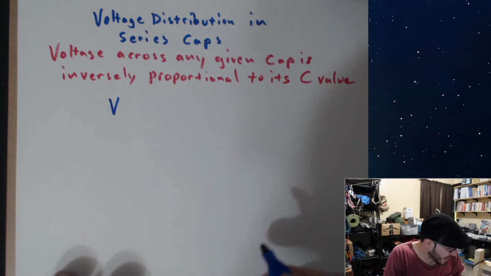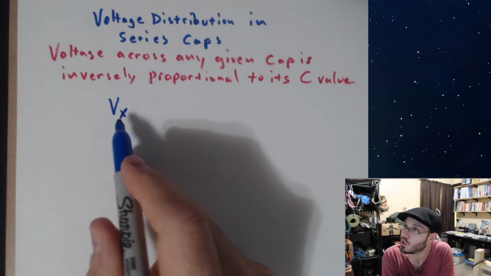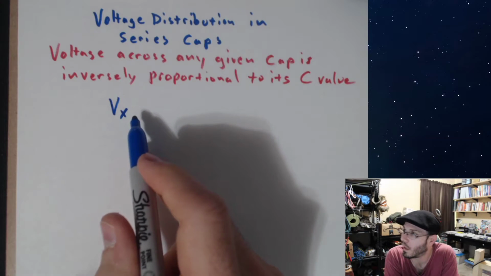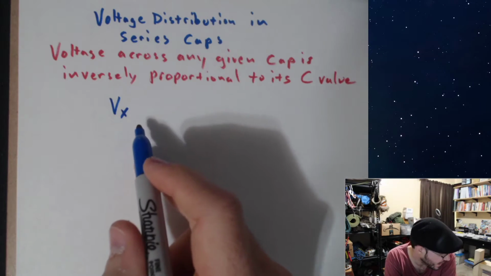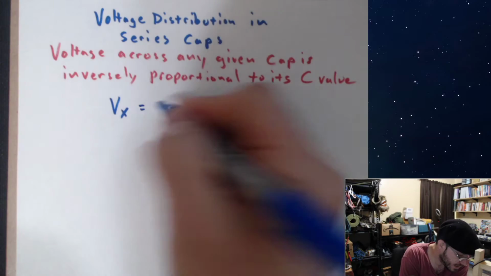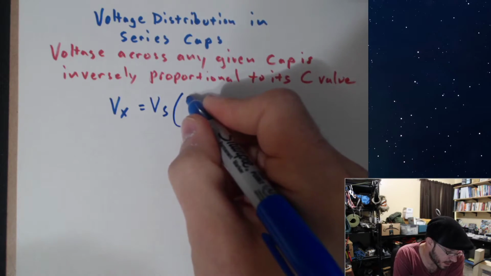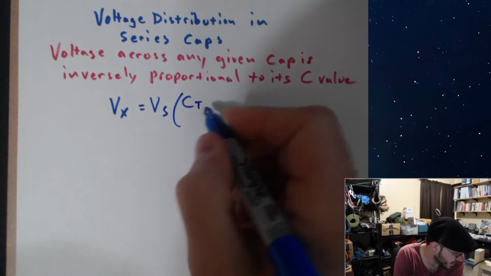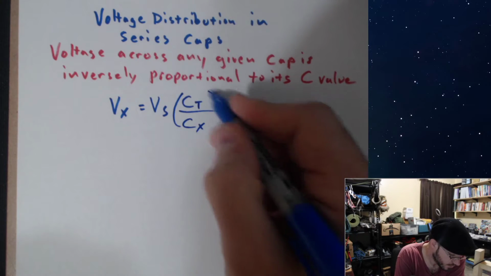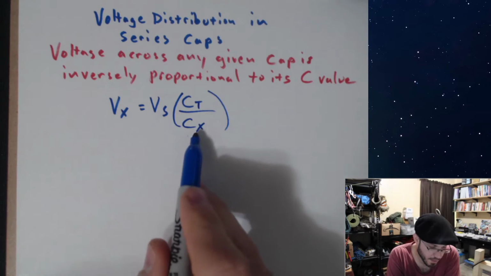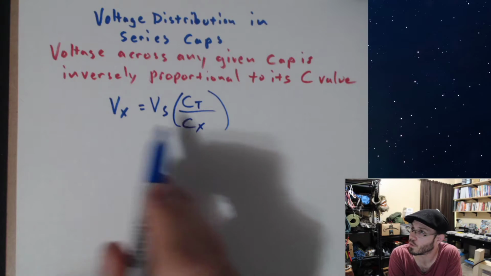And what we can say is the voltage across any given cap, I'm just using X to say C1 or C2 or C3, the voltage across that is going to be equal to the supply voltage times the total capacitance divided by the capacitance value of the one we want to find the voltage for.